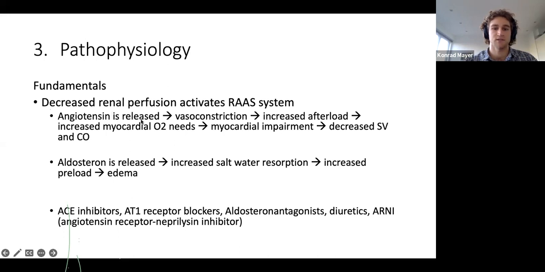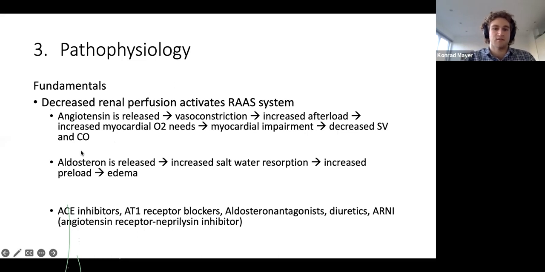Angiotensin is released. This causes vasoconstriction, and vasoconstriction increases the afterload of the heart. If the vessels get tinier, it's harder for the heart to pump the blood into these tinier vessels. This increases the energy the heart needs and increases myocardial oxygen needs. Eventually this leads to myocardial impairment because these needs are not met, which then leads to decreased stroke volume and cardiac output.